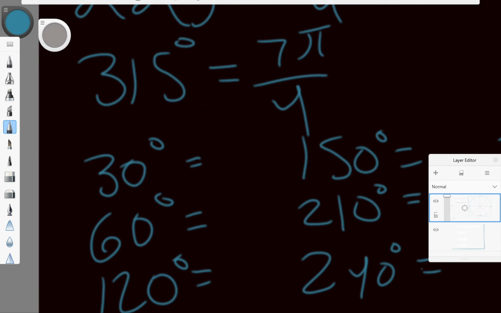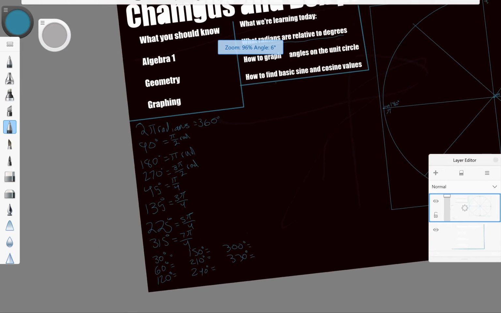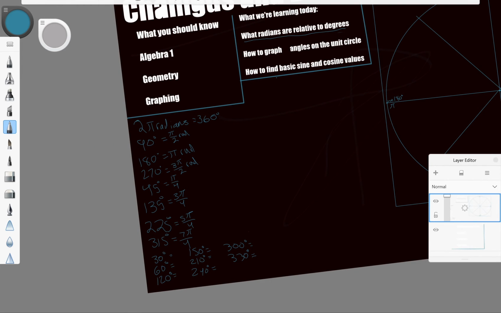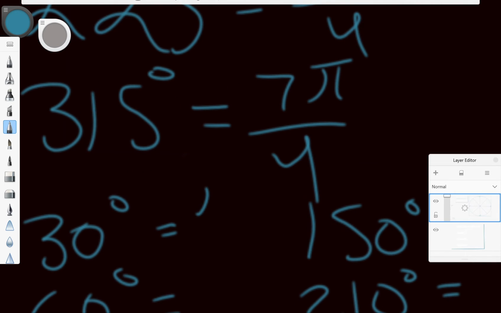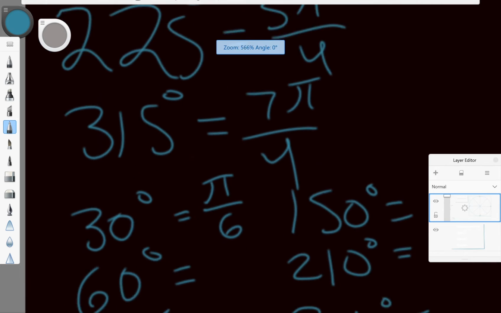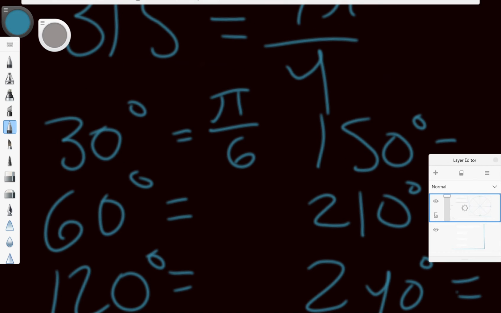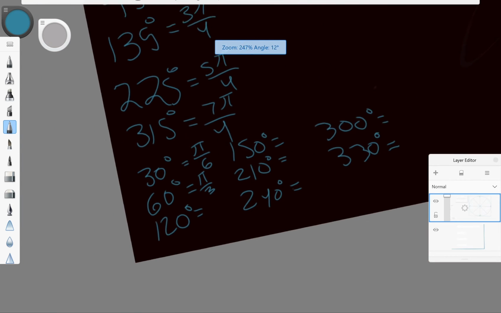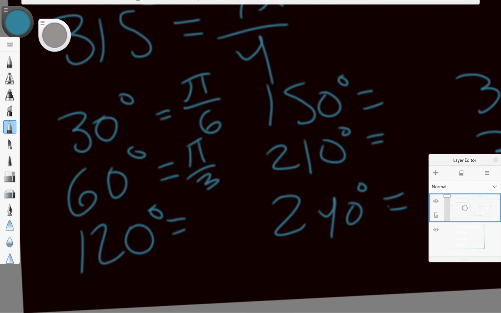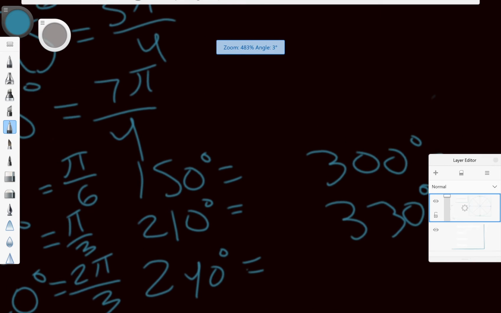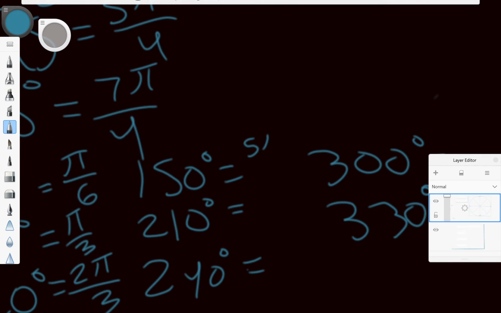Let's just do them. 30 degrees, that's 90 degrees over 3, right? 90 degrees is pi over 2, and then divide that by 3, we get pi over 6. 60 degrees, well, you're multiplying 30 by 2, right? So pi over 3. You have 120 degrees, multiplying 60 by 2, so 2 pi over 3. 150 degrees, you're multiplying 30 by 5, so 5 pi over 6. 210, you're multiplying 30 by 7, 7 pi over 6.